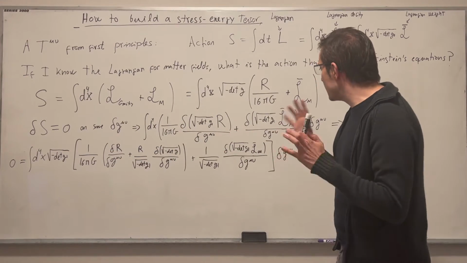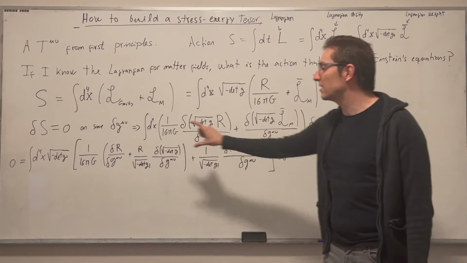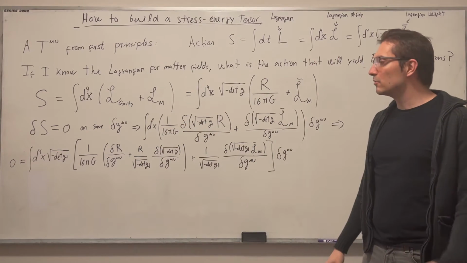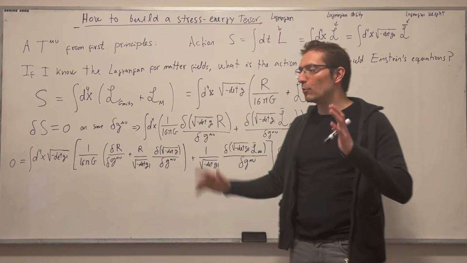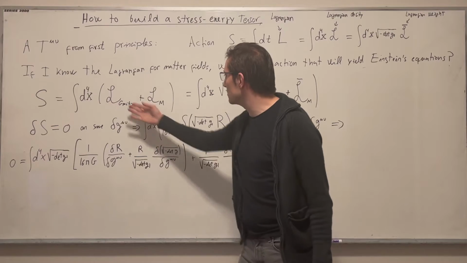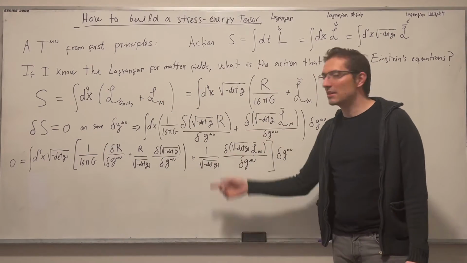And notice that I'm going to write this condition, that the whole square bracket here will be equal to zero, in two terms. I'm going to split it into one term that comes from the gravity, the Lagrangian density of gravity, and the one that came from the Lagrangian density of matter.